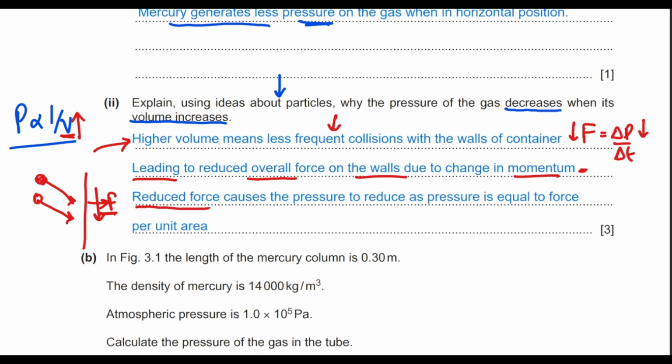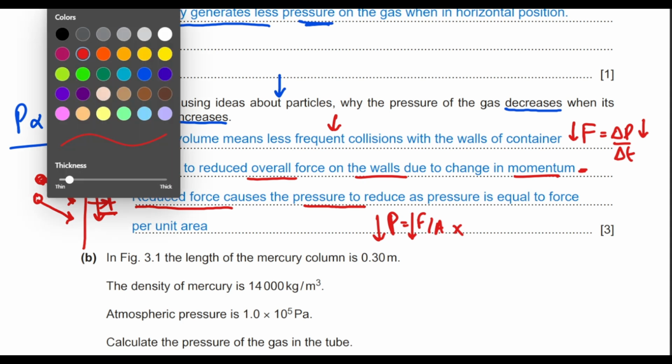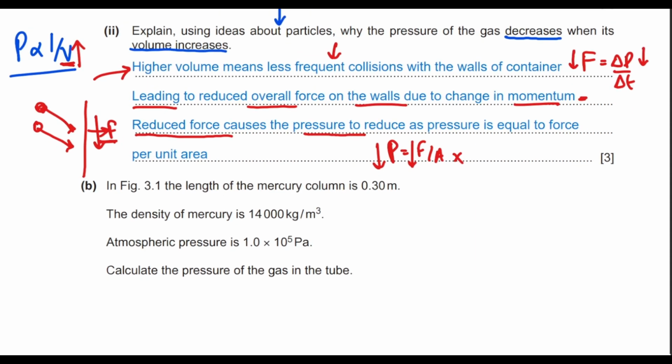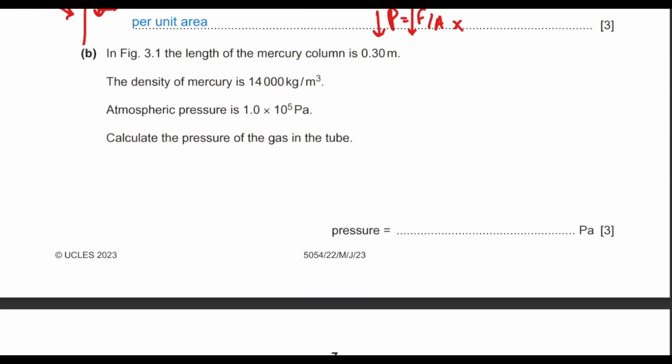And since the reduced force causes less pressure, why? Because pressure is equal to force over area. We haven't changed the area, but we have reduced the force. Since the force reduces, the pressure also reduces. So it's a complete chain of thoughts that you should at least understand, or if you don't, then memorize the answer. This will be a part of other questions similar to this one.